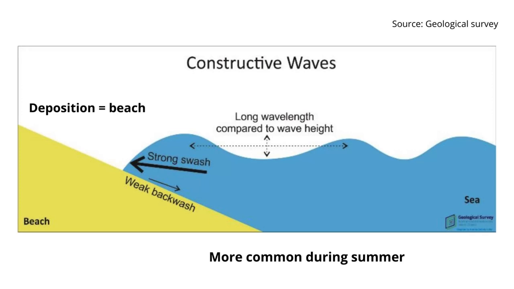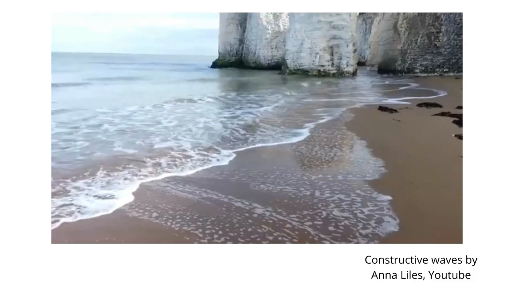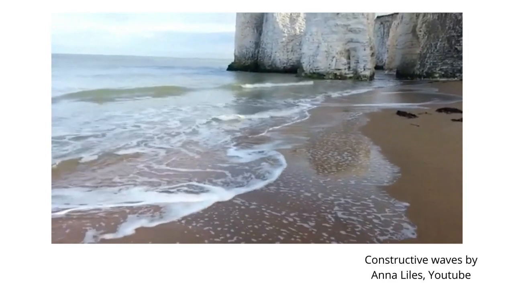These waves are characterized by low height in proportion to their length and have relatively low energy. These waves usually predominate in calm weather conditions when less energy is transferred to the water. Thus, these waves are more common in summer than in winter. Additionally, these waves typically occur in sheltered bays and spits, where they help build up and develop depositional landforms along the coastlines. Here's an example of constructive waves.